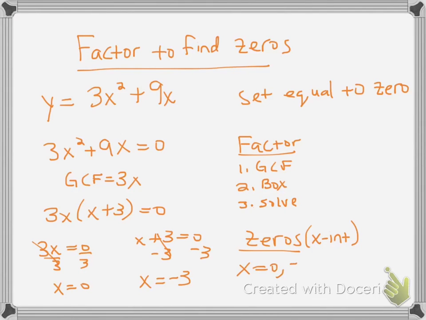So this is one way that we can solve a quadratic, by factoring and then finding zeros. So we factored our GCF out, and didn't have to do our box method. Once we have our GCF and our factors, set them equal to 0, solve, and you're done.